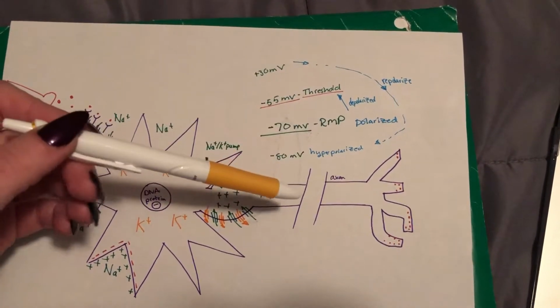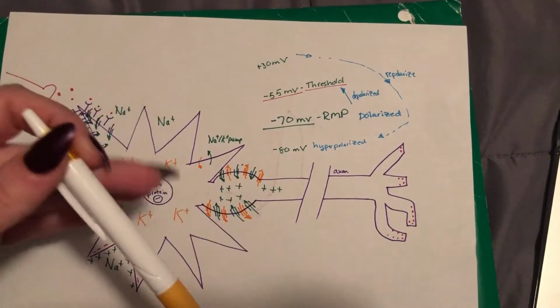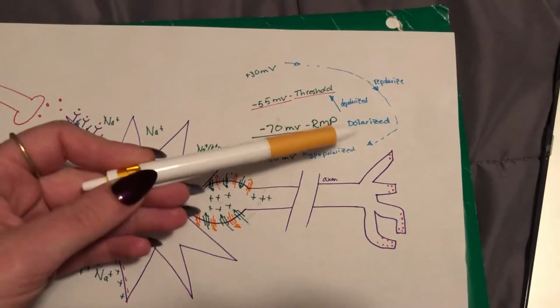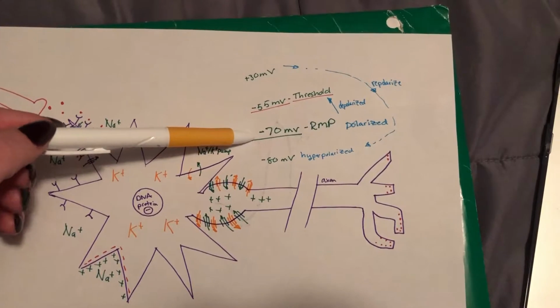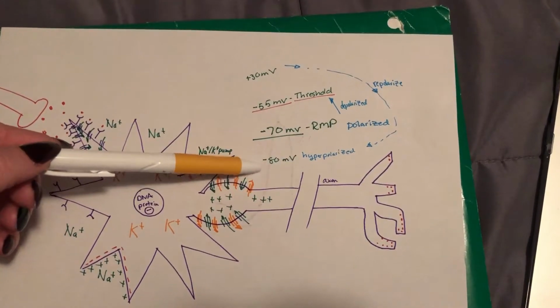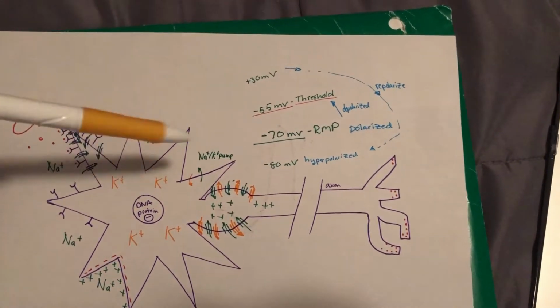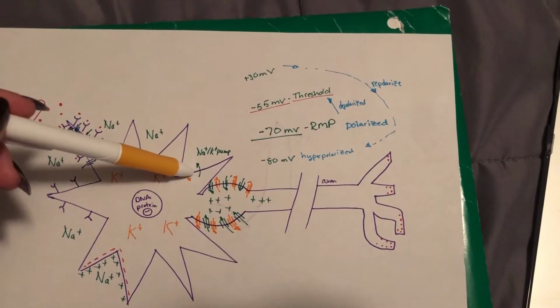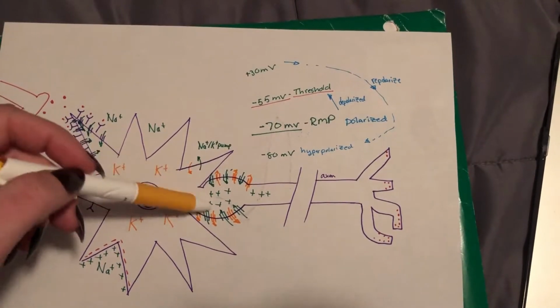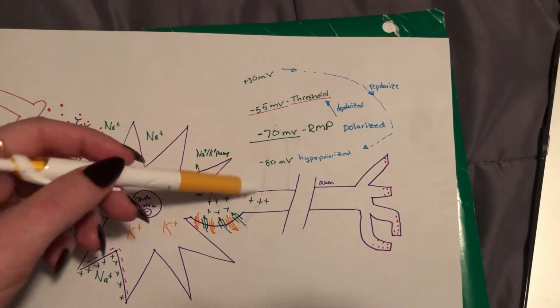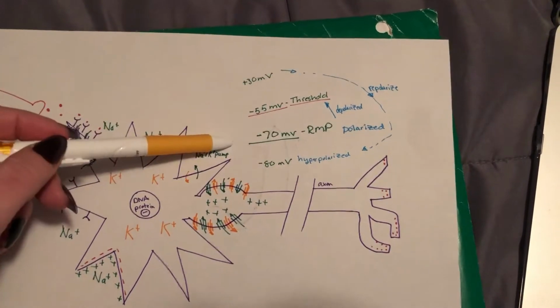And because the potassium gates are slow at opening and closing, it goes a little bit past being normally polarized, and it becomes hyperpolarized to -80. But then sodium-potassium pumps start working, pushing sodium out and bringing potassium in, which then will bring it back to resting.